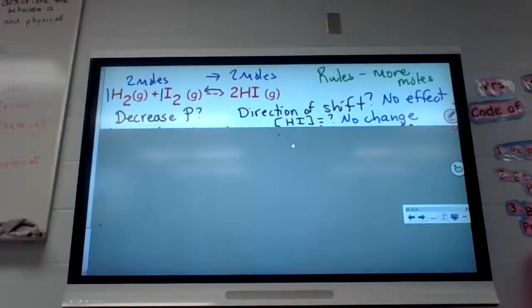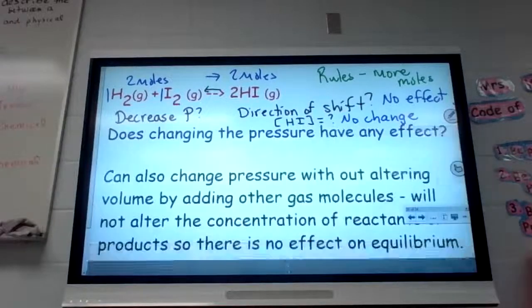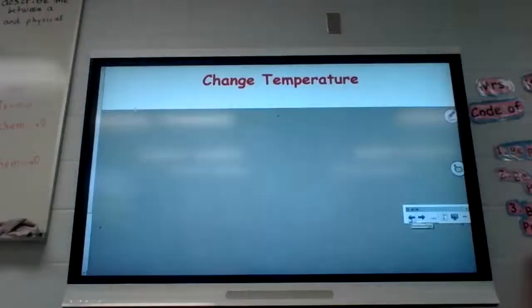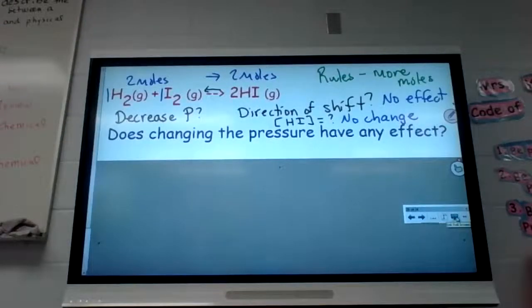Did you say temperature or pressure? Temperature and concentration cannot have an answer of no effect or no change. Only pressure can, because it depends on moles, and only pressure is going to have moles in it. Only pressure can have that answer. All right, everybody got what they want?